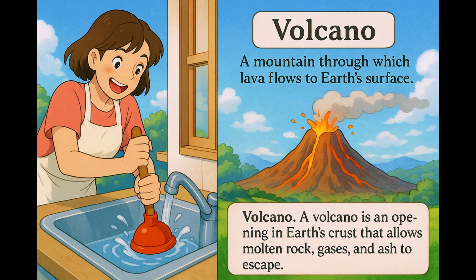a volcano is a mountain where pressure builds up from molten rock beneath the Earth's surface until it erupts as lava. In this analogy, the clogged drain is like the Earth's crust. The backed up water represents the molten rock, or magma, and the eventual flow of water simulates the lava flowing out of the volcano.